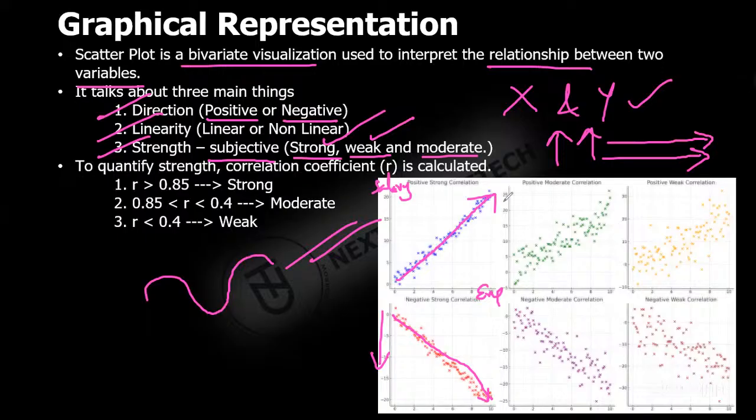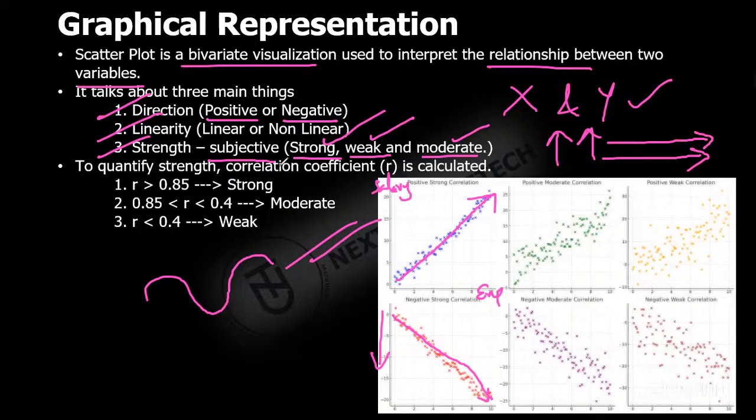Between these two cases, we say strength is moderate. But strength being subjective, what do you mean by subjective? It means I visualize the scatter plot, and if you are also visualizing the same scatter plot, I can come up with my decision, and you can come up with your conclusions. That is what subjective means.